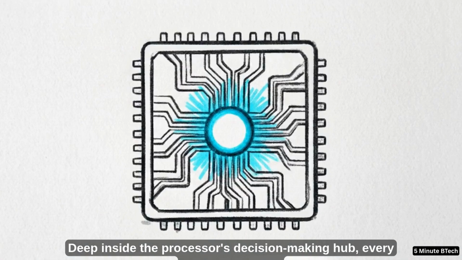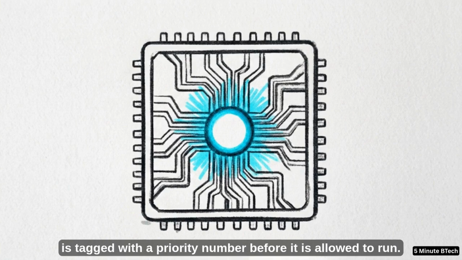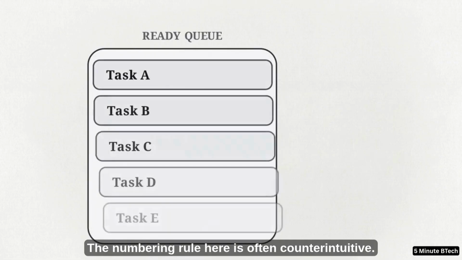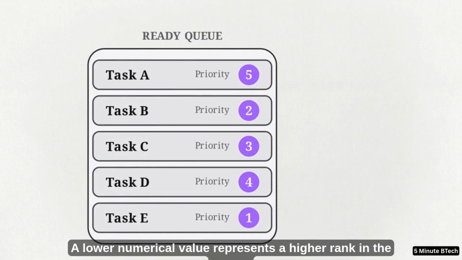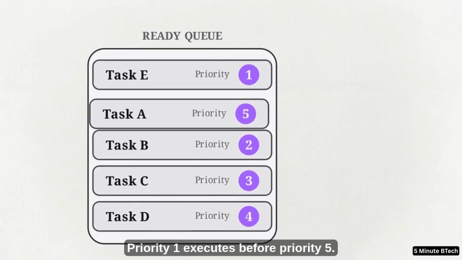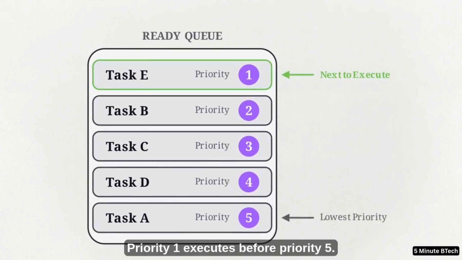Deep inside the processor's decision-making hub, every software process is tagged with a priority number before it is allowed to run. The numbering rule here is often counterintuitive. A lower numerical value represents a higher rank in the queue. Priority 1 executes before Priority 5.